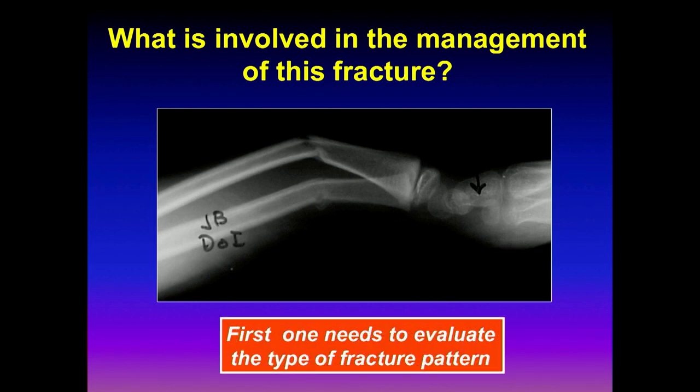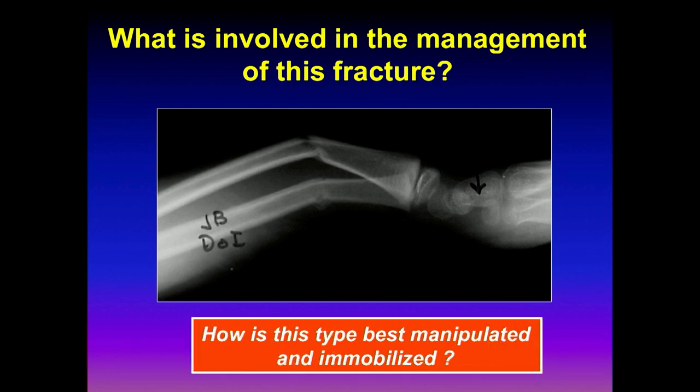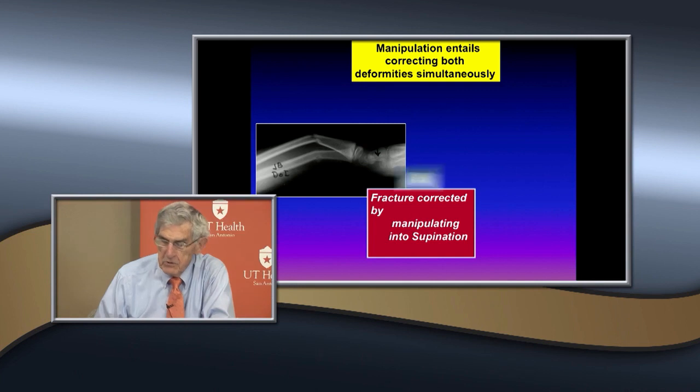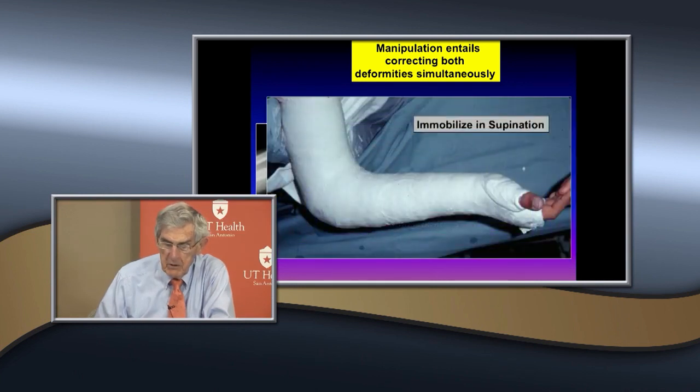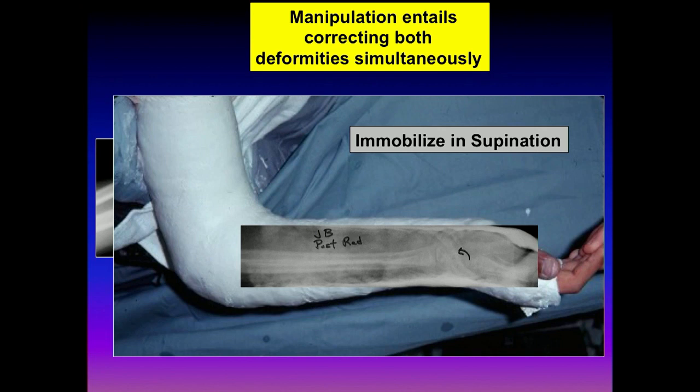You need to evaluate the type of fracture pattern, and you told me this was apex dorsal pronation fracture pattern. And so best type to manipulate it. And you told me as to what? To supinate. That's exactly right. And you manipulated it into supination, and here you immobilize them in long arm cast in supination, and you see you fully have corrected both the rotation and the angular deformities. So that's important.